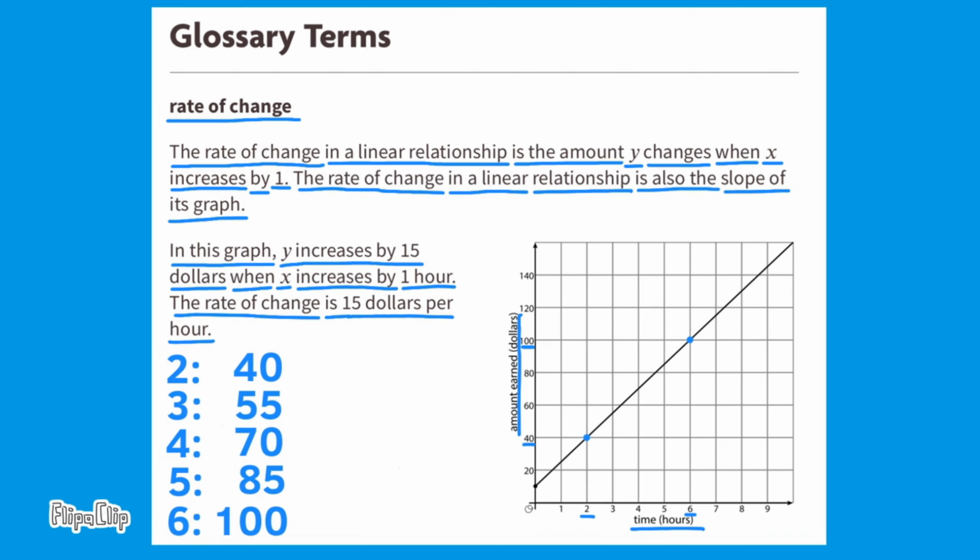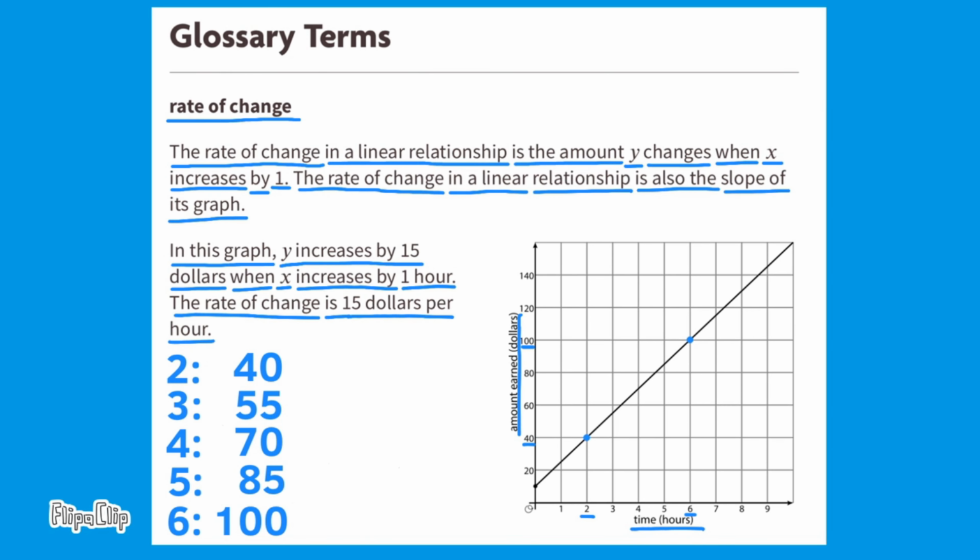One good question might be, why does the second hour start at $40? One would think that from 0 to 1 hour would be $15, from 1 hour to 2 hours would be $30. But this graph shows that 2 hours is at $40 and not $30.